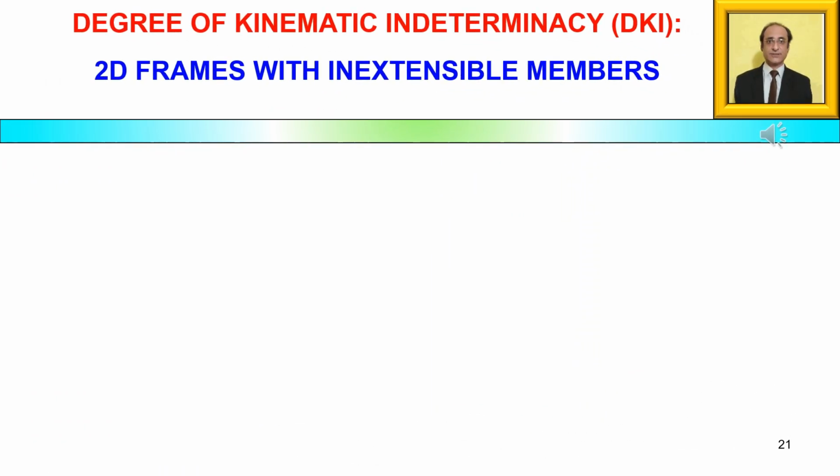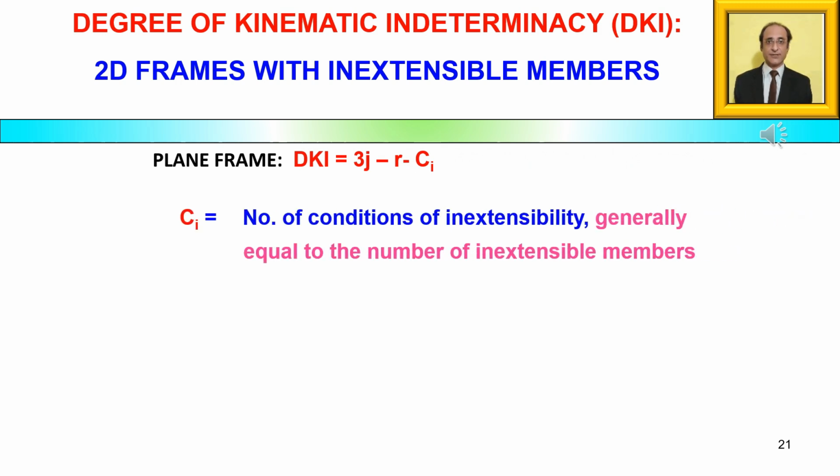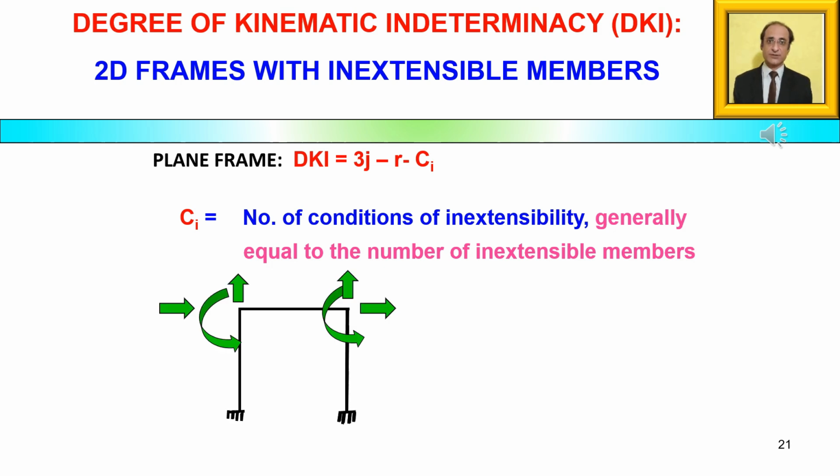Let us bring here some complication. Let us consider 2D frames with all members inextensible. Then we will have another term, that is Ci, which is the number of conditions of inextensibility. It is generally equal to the number of inextensible members. However, in certain cases this may not be true. So the presence of inextensible members basically lowers the DKI value of the frame.